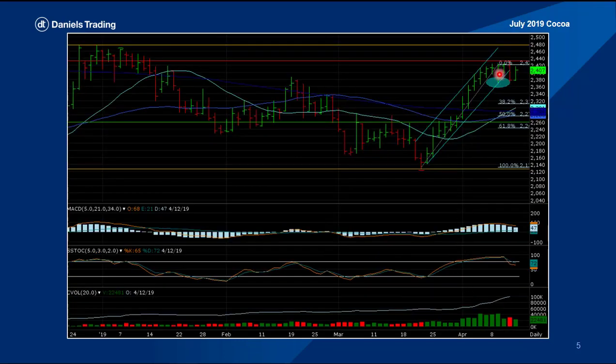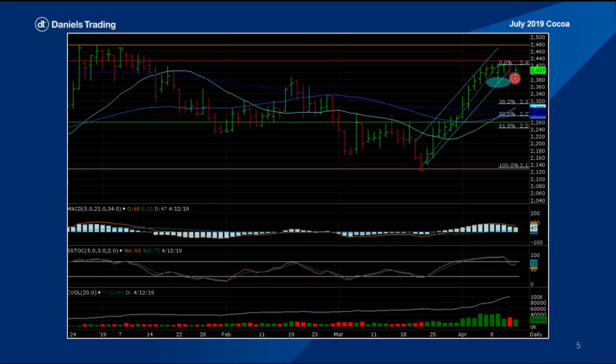Moving along to my next chart, I have July 2019 cocoa, and I have a trend channel drawn off here that you can see there's not even a down day within this channel. So I'm actually looking for the market to break below this channel, which it did on Thursday, but then you saw the follow-up on Friday right back up.